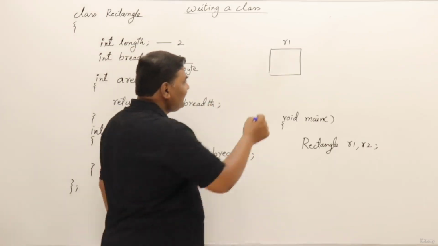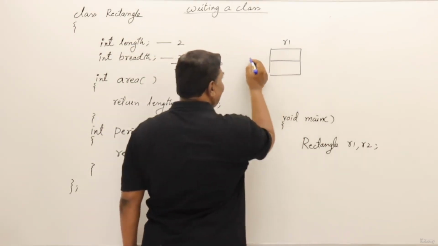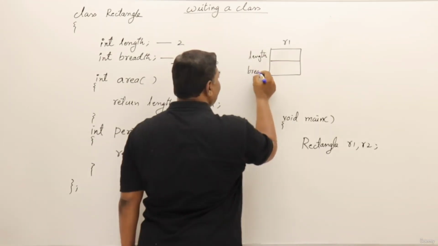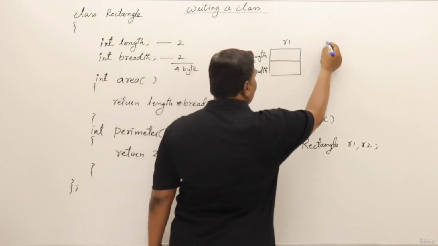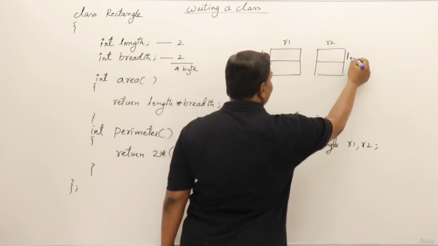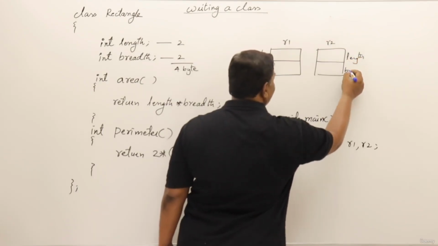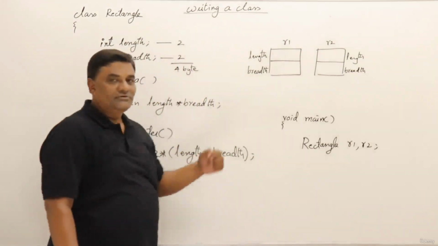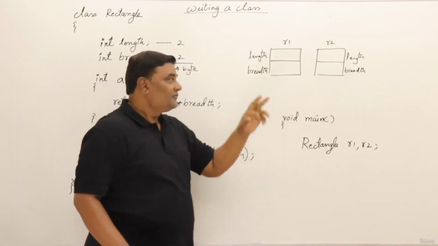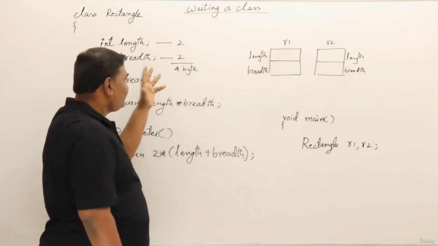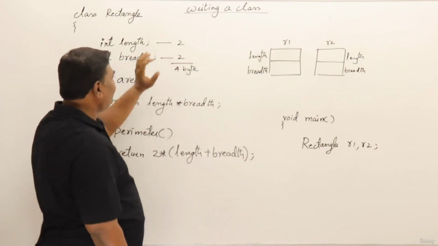So yes, this rectangle R1 will take 4 bytes, 2 bytes for length and 2 bytes for breadth. R2 will also take 4 bytes. This is length and this is breadth. That's it. So 2 variables are created inside the stack. So variables will consume memory of 4 bytes each, but the class will not consume. This is just the size of a class.